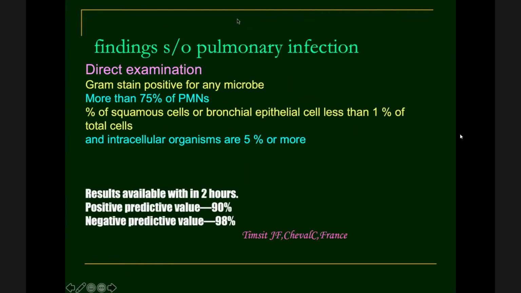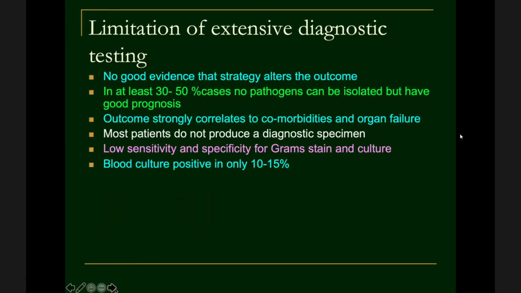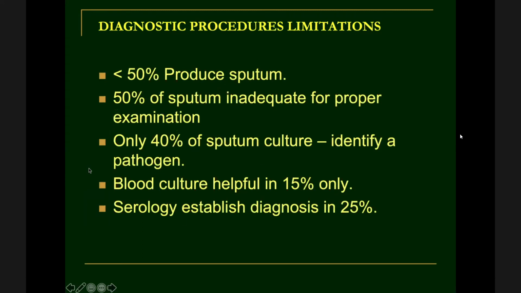And then for sputum examination, the findings suggest pulmonary infection. Direct examination you can do is the sputum stain. If the squamous cells are more, then the sample is not adequate, so we have to repeat it. So the Gram stain, and then the culture. Only 40% of sputum cultures identify a pathogen. Blood culture is helpful in only 15%, and serology establishes the diagnosis in 25% of patients.